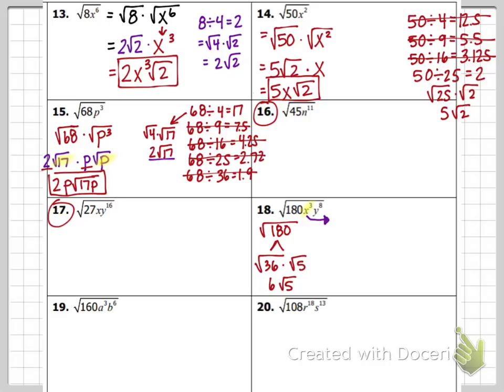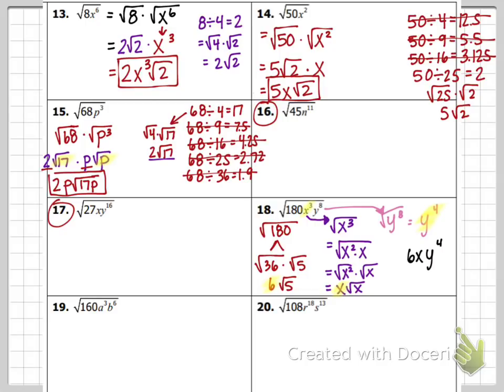Okay, and then x cubed is odd, so now I know I need to break it up like this, which is just going to be x square root of x. Okay, and then y to the 8th under the square root is just y to the 4th. So now look at all of these pieces, 6x and y to the 4th. These are all on the outside of the square root, so I'm going to put 6x y to the 4th, and then what's left on the inside is 5 and x. So I'm going to put square root of 5x, and that's your answer.